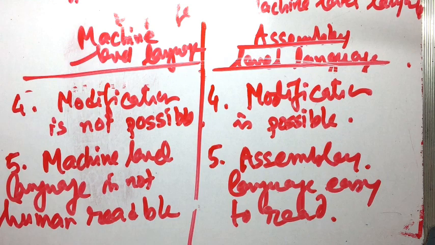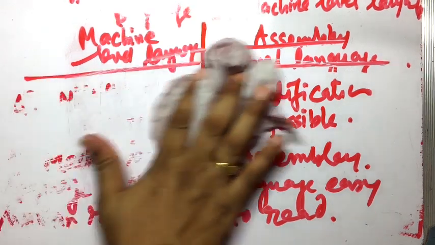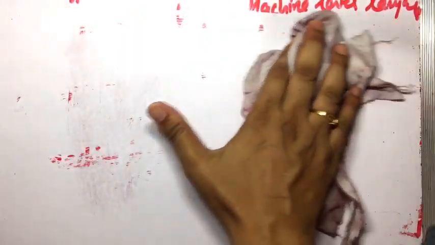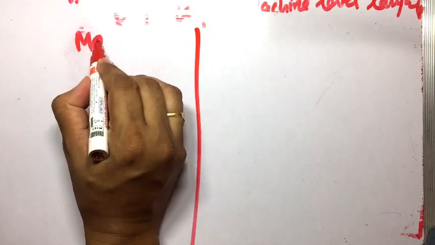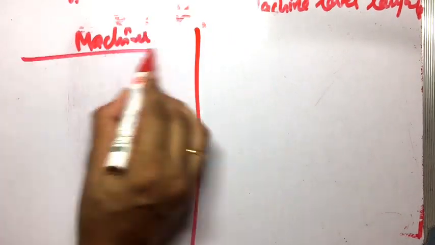So these are the fifth differences. Modification is not possible, modification is possible. Machine language consists of zeros and ones, it consists of an instruction set. Machine language varies from platform to platform, but assembly language is not platform dependent. So these are the differences.